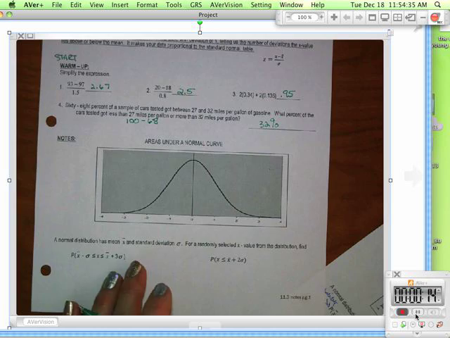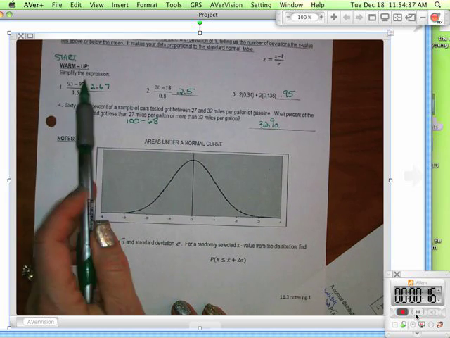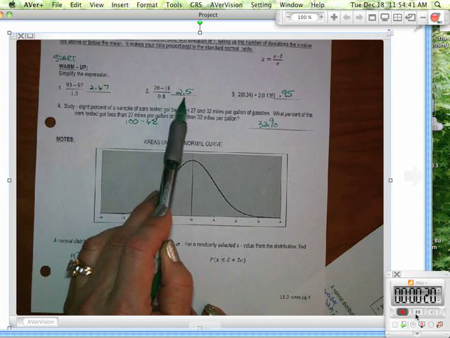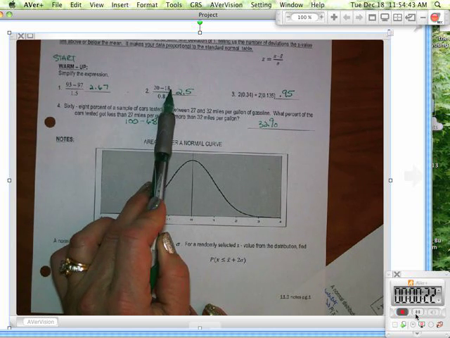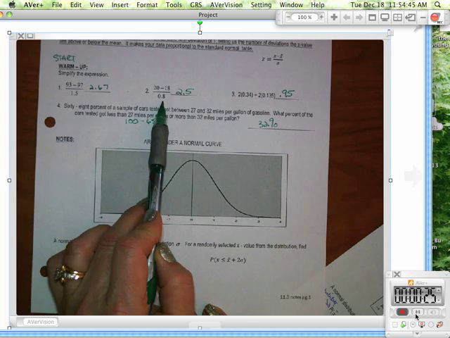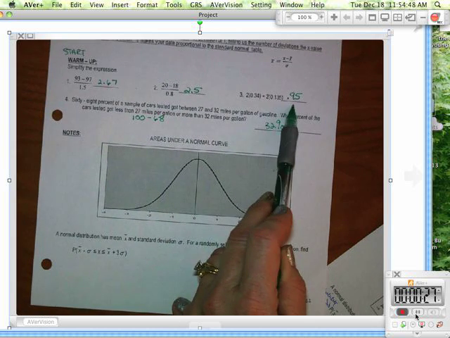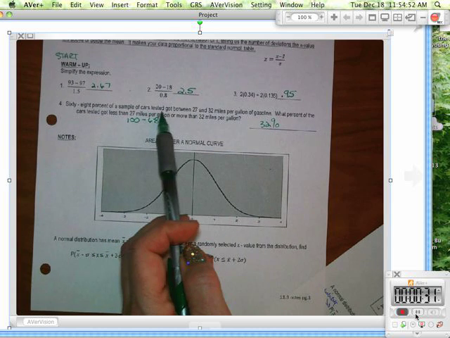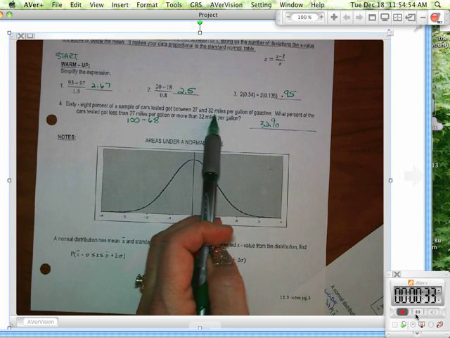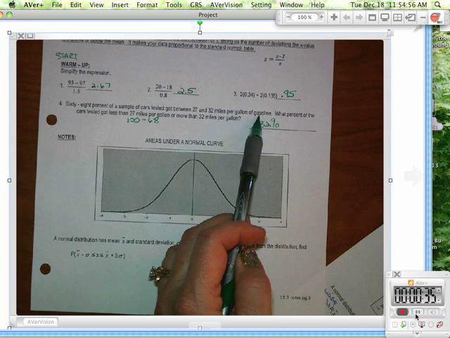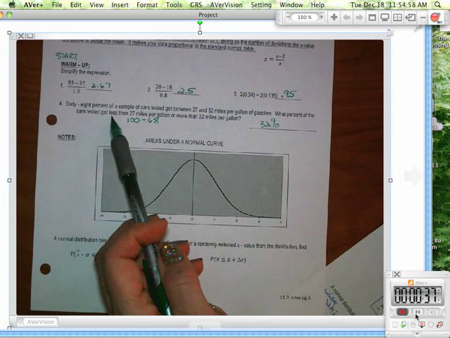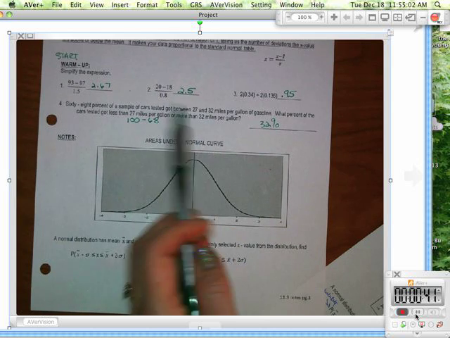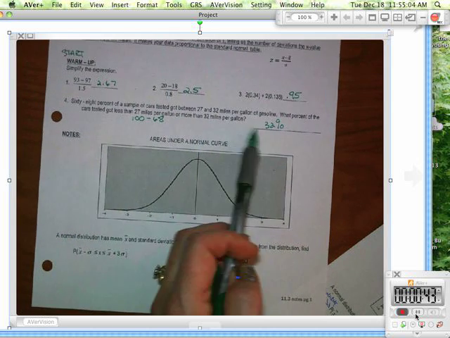Okay, so here's what you should have gotten. If you just do the math here, you of course subtract first and then divide by 1.5. You get 2.67. Same with here, do the subtraction first and then divide by 0.8. And here you should have gotten 0.95. And this says 68% of the sample of cars tested got between 27 and 32 miles per gallon of gasoline. What percent of cars tested got less than 27 or more than 32? So it's the remaining percentage, so it would be 100 minus 68, which is 32%.